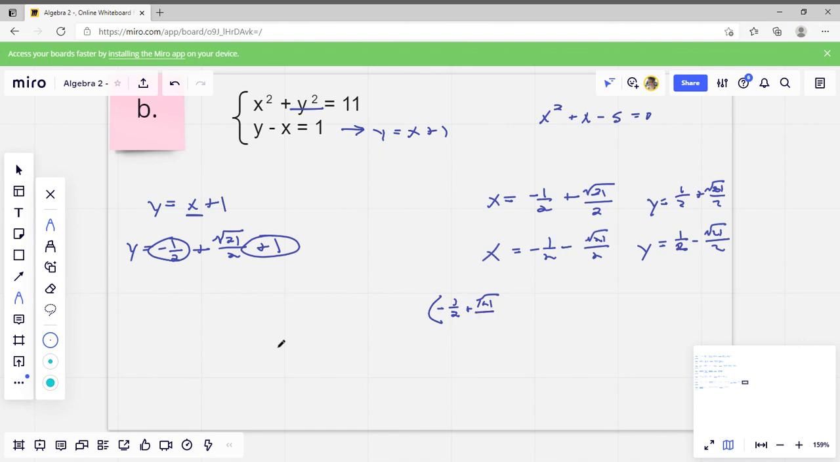Then your other ordered pair would be negative 1/2 minus the square root of 21 over 2. And then another one. Mess that up. All right, you need a comma right there. Yeah, that's not right. Hang on. Let me erase all that. My pen keeps messing up. It's making it hard. Okay. Hard to pay attention to what I'm doing, worrying about my pen.